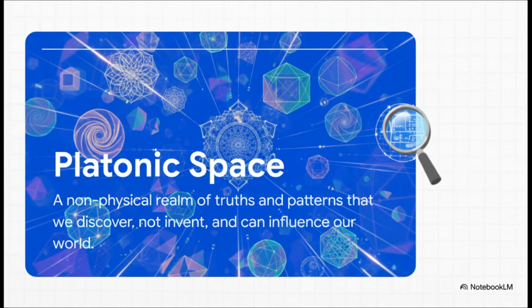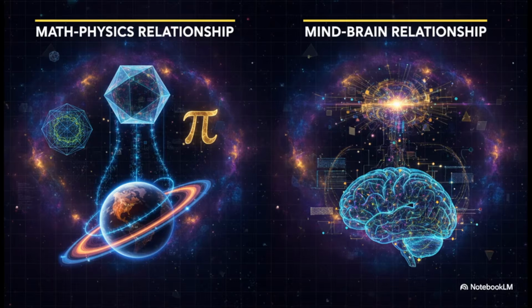And Levin's big idea is that maybe the blueprints for bodies and even minds live there too. And this right here is the core analogy. Mathematical truths like pi don't physically exist anywhere. You can't hold pi in your hand, but our physical universe has to play by its rules. Well, Levin suggests that minds have the same kind of relationship with brains.